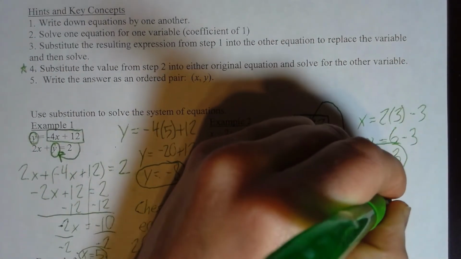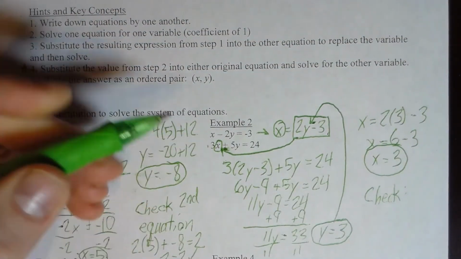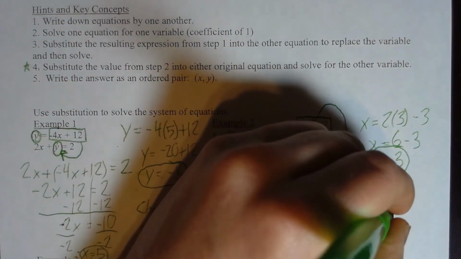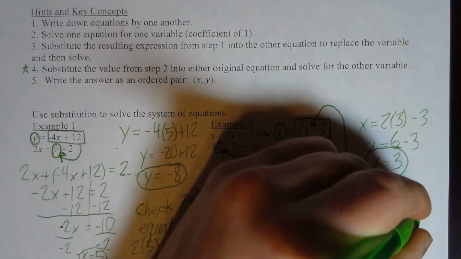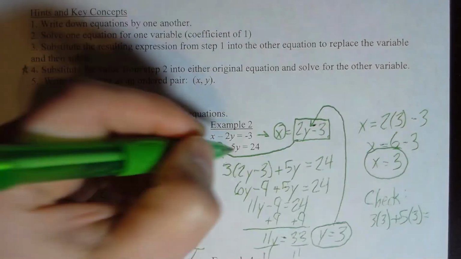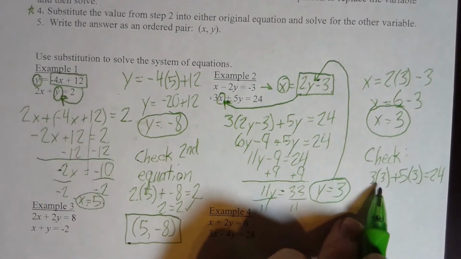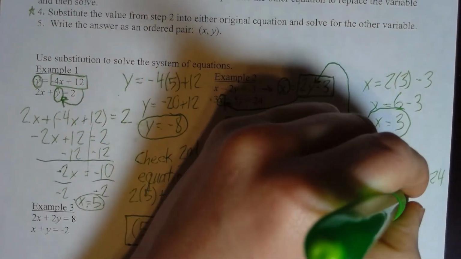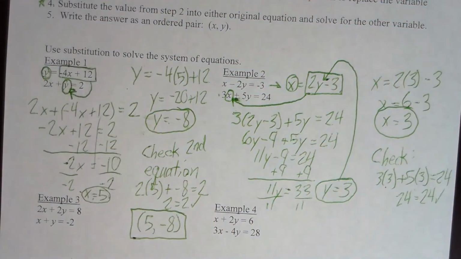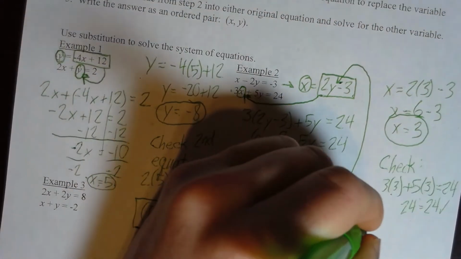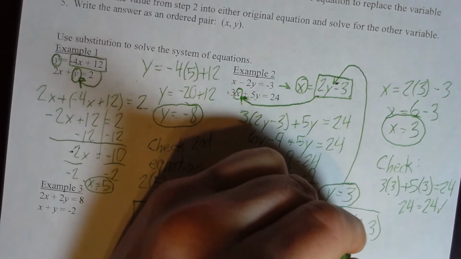Now, I want to check real quick to make sure that this works in my second equation. So I've got 3 times 3 plus 5 times 3 equals 24. 9 plus 15 is definitely 24. I get a true statement, which means I did in fact find the correct solution. That solution is 3, 3.